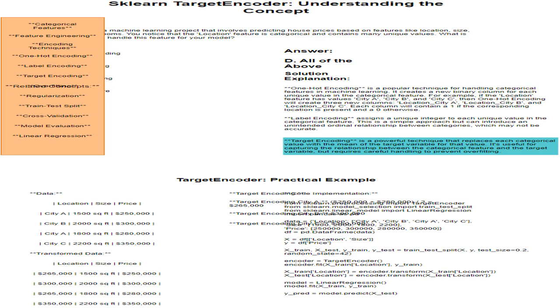If the unique colors are red, blue, and green, one-hot encoding would create three new features: color red, color blue, and color green. A car with red color would have color red set to 1, while color blue and color green would be 0. Label encoding assigns a unique integer to each unique value in the categorical feature.